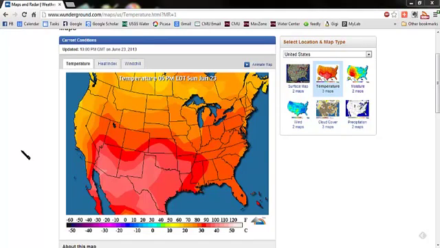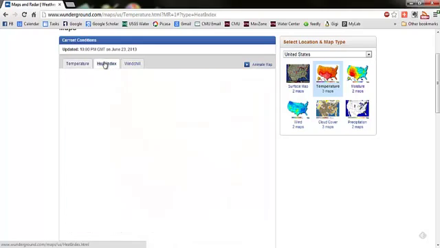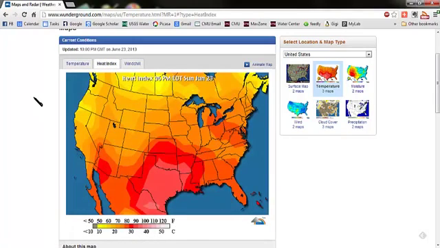Hi class, another temperature topic that we need to talk about is heat index. So let's start with looking at our temperature map again. Notice here the region of high temperatures, basically all this pink area is in the 90s. So now we'll look at the heat index. And remember, heat index is telling us the apparent heat.